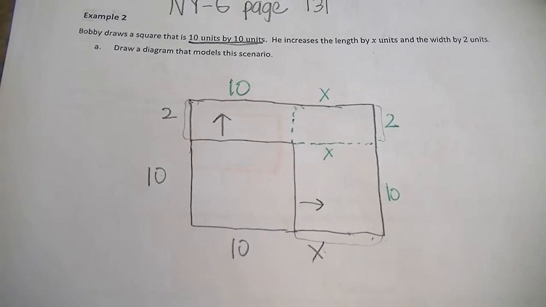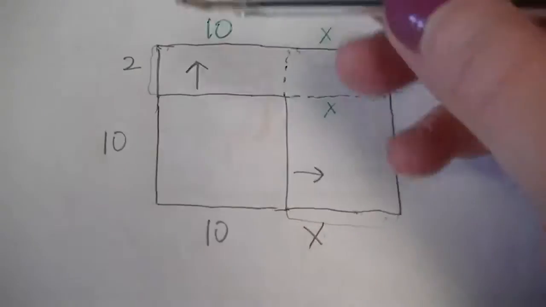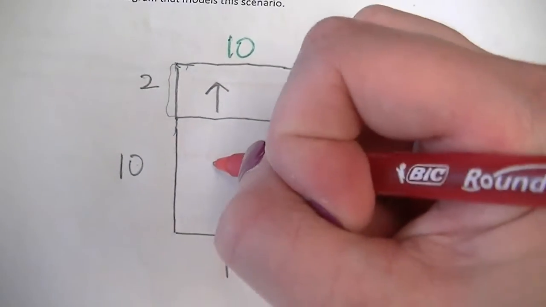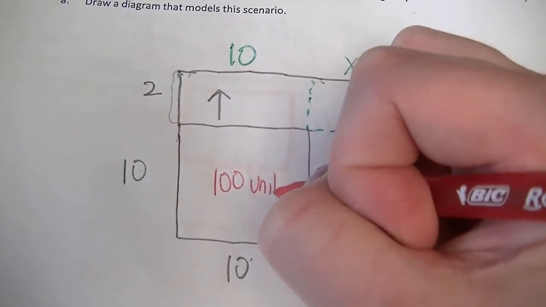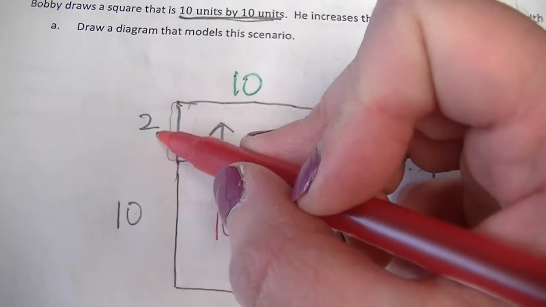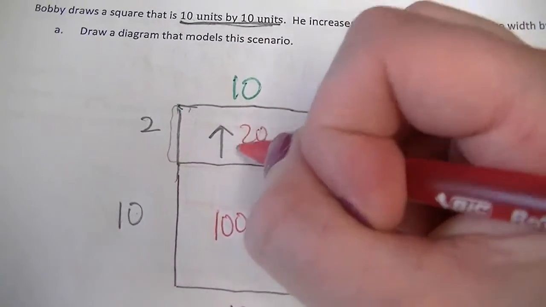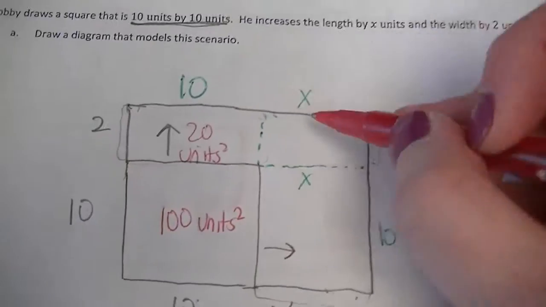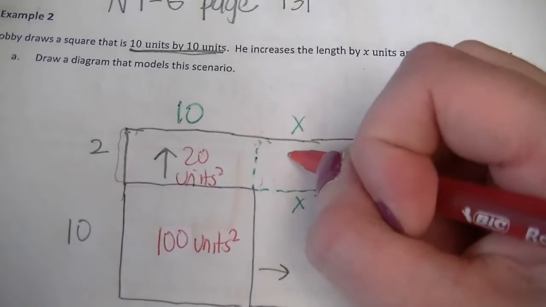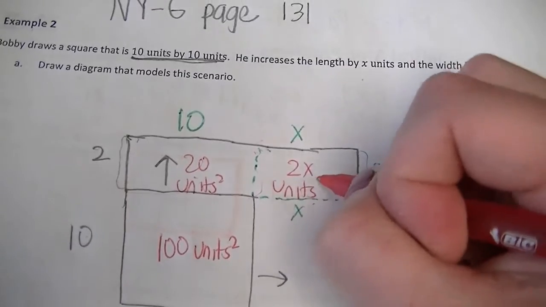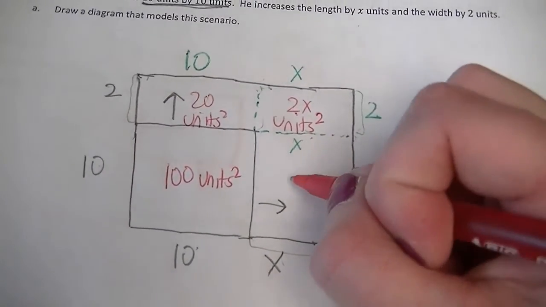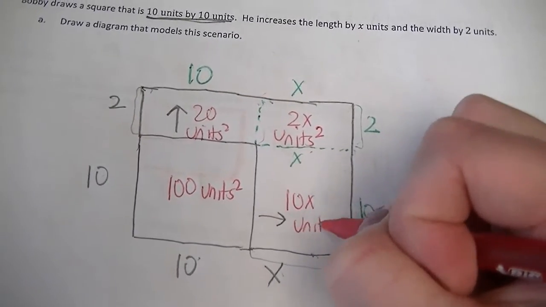How many square units compose this shape right here. So I know this is right here a 10 by 10. So 10 units by 10 units would give me 100 units squared. Okay. And then this one right here, this little part, it is 2 times 10, which is 20 units squared. Then this right here, length times width, because it's like a rectangle, it's 2 times x, so 2x units squared. And then from here to here is 10 units, and from here to here is x units, so that's going to be 10x units squared.